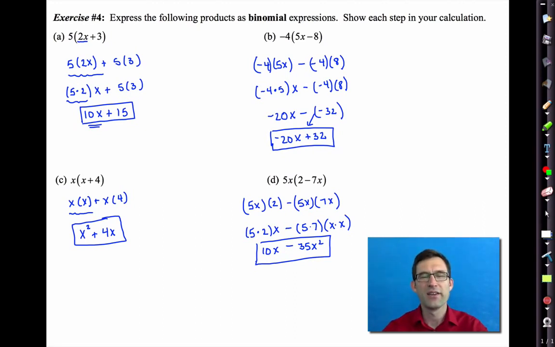Okay, I'd like you to pause the video now. Really think hard about this. This is a benchmark skill. You've got to be able to distribute through addition and subtraction. Okay?